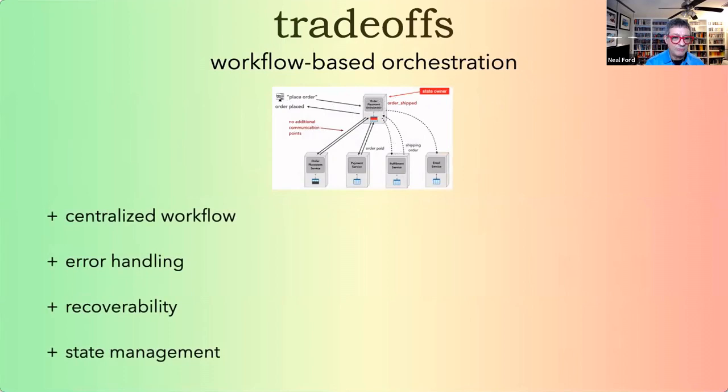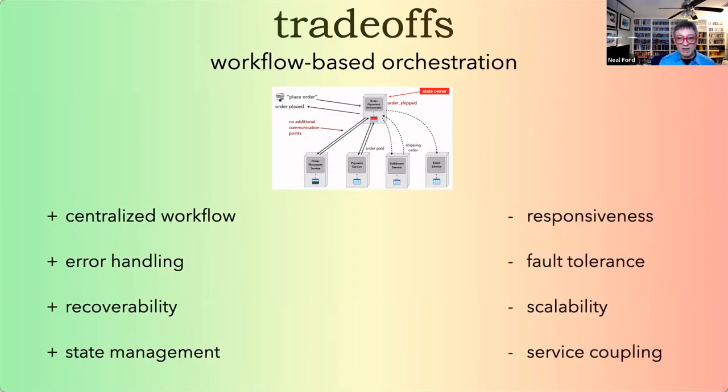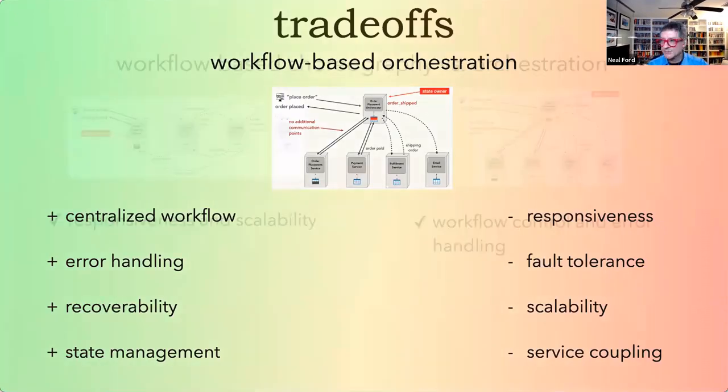Orchestration is really great if you have a complex or centralized workflow. If you have a lot of error handling scenarios, it works a lot better. It's a lot easier to recover. State management is a lot easier and queryable in an orchestrator, but it's not as responsive. It's more coupled because you have a bottleneck now. So fault tolerance becomes an issue. It's not as scalable, and you're more highly coupled than you would be because now you've got a component that is specifically coupled to several other domain components.